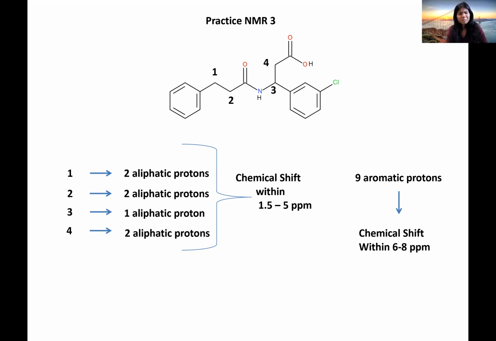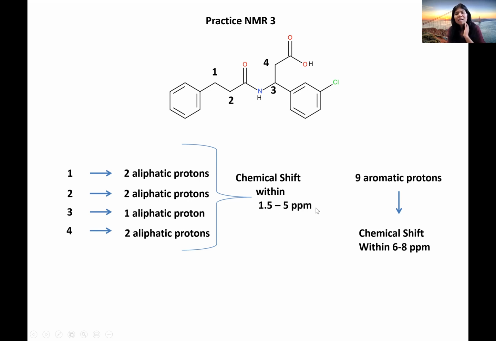So we'll expect a signal corresponding to 2 aliphatic protons, another signal corresponding to 2 aliphatic protons, another signal corresponding to 1 aliphatic proton, and one more signal corresponding to 2 aliphatic protons. All of these signals will have a chemical shift value within 1.5 to, I would say, 5 ppm, but sometimes we see them at 5.5, so 1 to 5.5 would be safe.